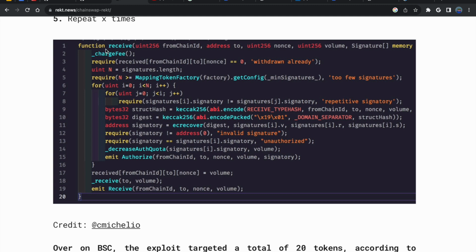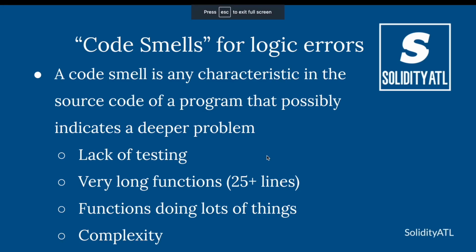So this is a great way to determine if you do have a logic error bug or you're going to run into some issues. Code smells are definitely your friend as a security auditor and a developer. Read more into code smells, ask us about it, but definitely have this in your toolkit when you are auditing various projects.